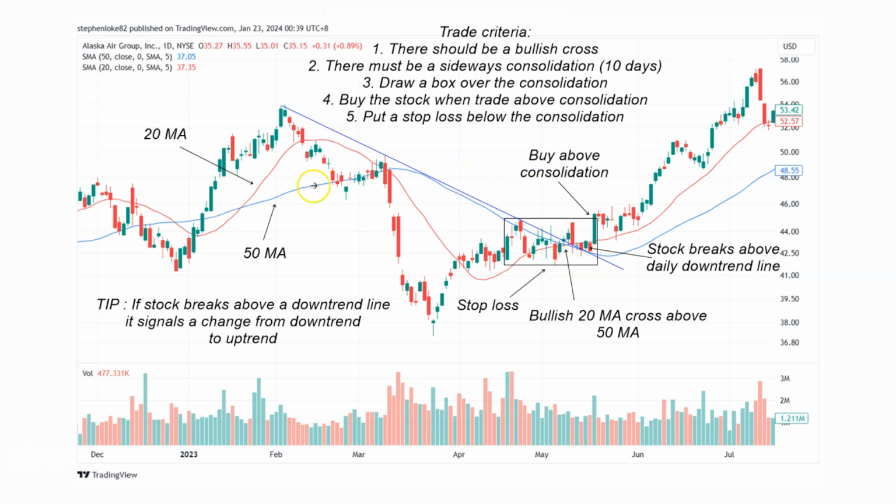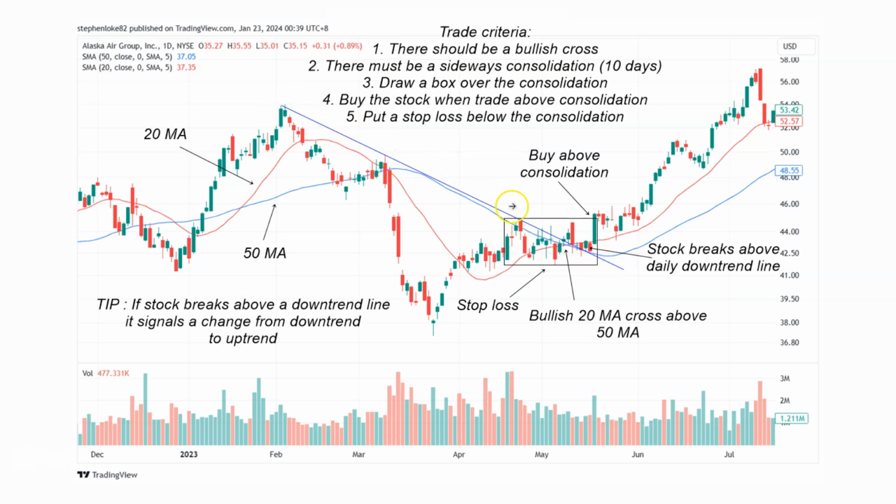An extra tip here is, if the stock breaks above a downtrend line, it signals a change from downtrend to uptrend. Okay, try to find a situation where you have a bullish cross, a consolidation, and also a break of a downtrend line. Since this is not a training video about how to draw downtrend lines, we won't go into detail, but how you draw a downtrend line is you connect as many highs as possible.